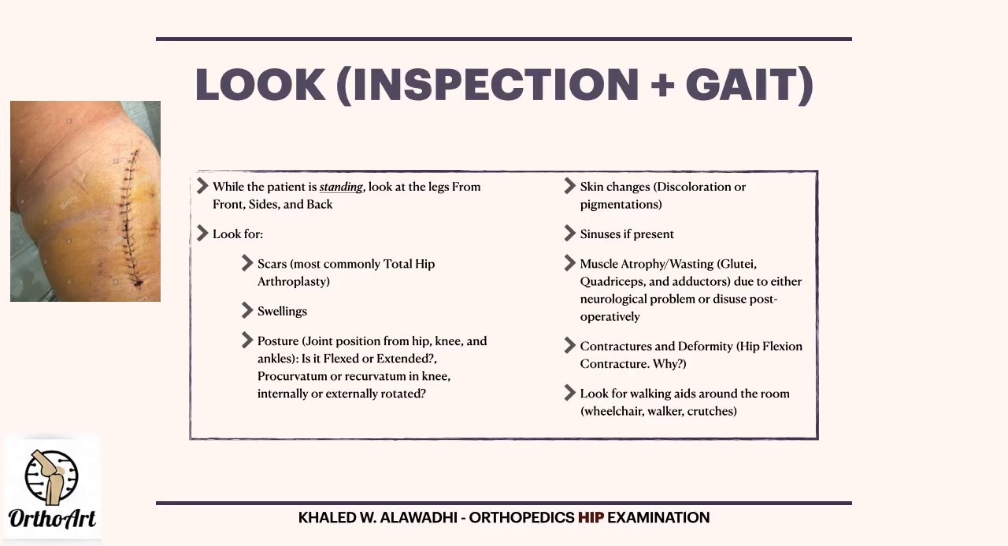So start with look. We always look at two points: inspection and gait. So start first with inspection. While the patient is standing, look at the legs from the front, sides, and back: anterior, lateral, and posterior. When you look at all these sides, always look for scars. The most common scar you will encounter in your rotations is total hip arthroplasty, which involves replacing the hip joint in cases of osteoarthritis with a prosthetic joint.